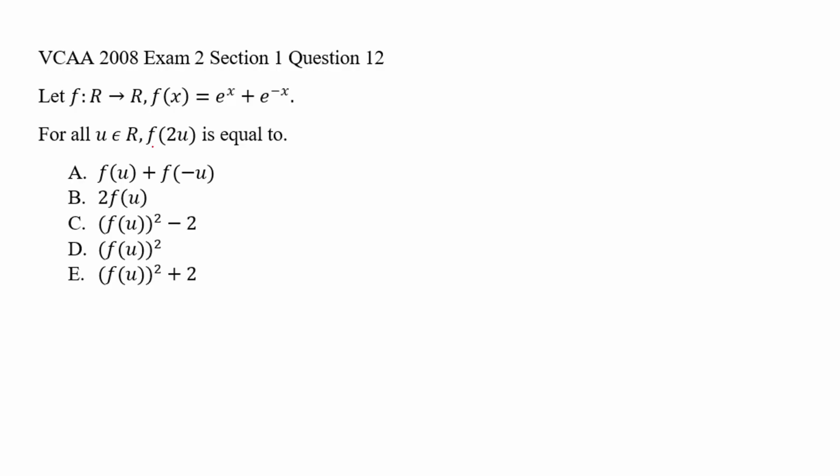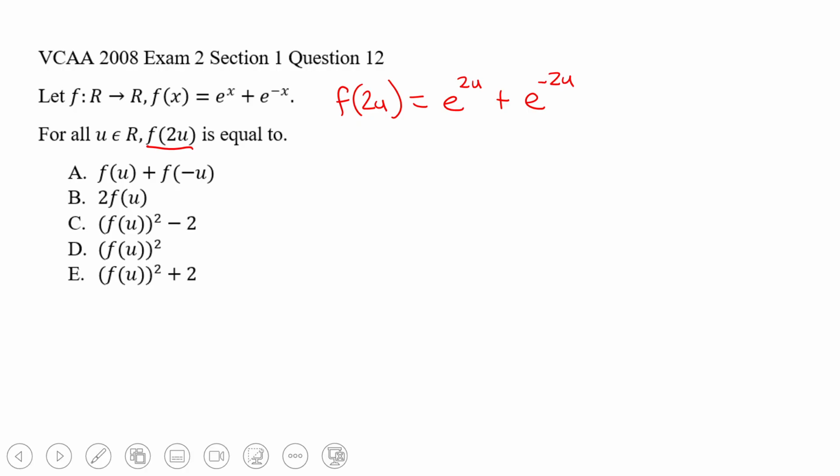So first thing we will do here is look at what this would turn into. Wherever I see x in my function, I'm just going to put 2u, so I know what I'm looking for. That is going to be e to the power of 2u plus e to the power of negative 2u.